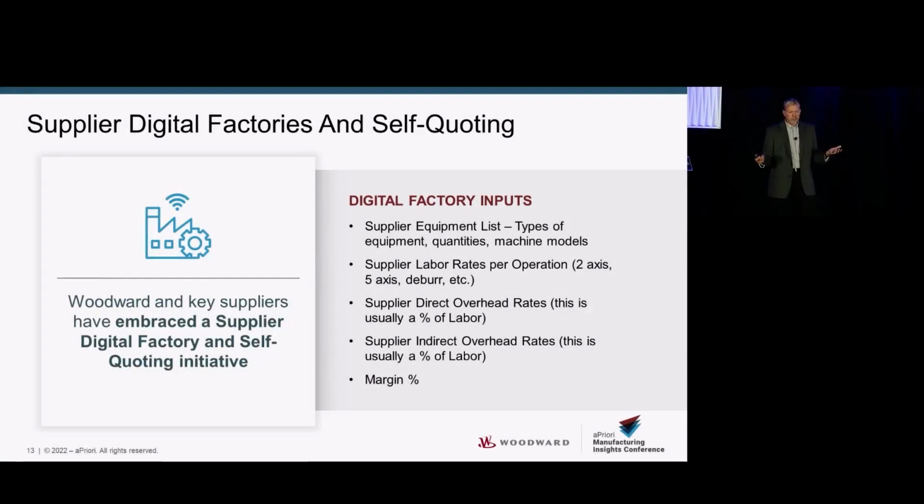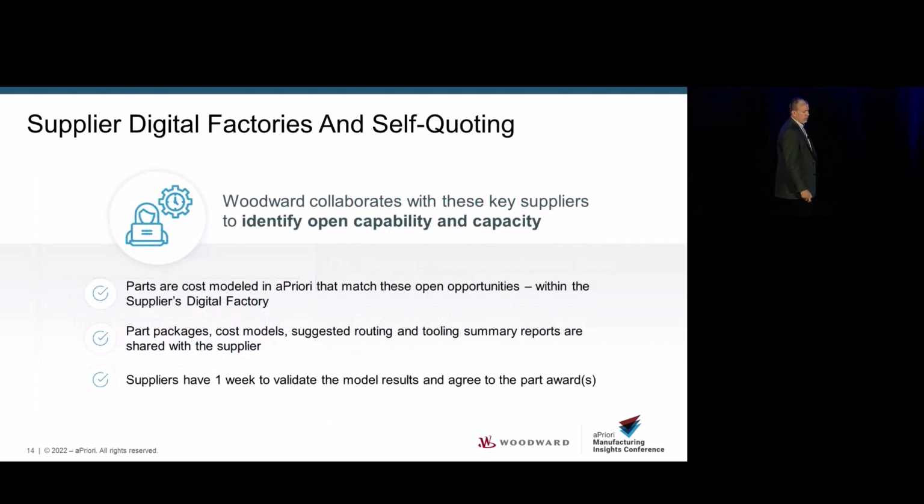The digital factory is really pretty simple, right? Equipment list, what kind of parts can they make? Let's negotiate the labor rates, overheads, and margin, right? We've tried to make this as simple as we possibly can with our suppliers. And then I'm looking at open capability and capacity, right?